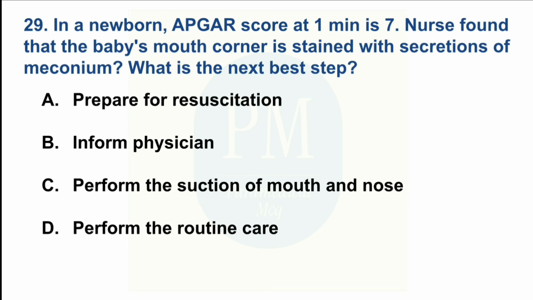In a newborn, APGAR score at 1 minute is 7. Nurse found that the baby's mouth corner is stained with secretion of meconium. What is the next best step? Option A, prepare for resuscitation. Option B, inform physician. Option C, perform the suction of mouth and nose. Option D, perform the routine care. The correct option is option C, perform the suction of mouth and nose.